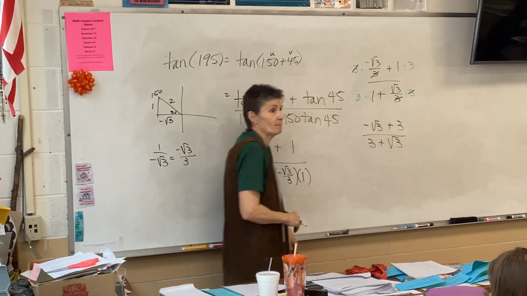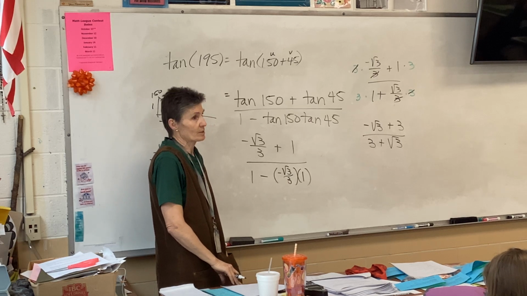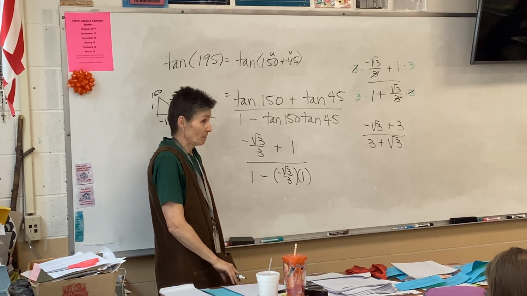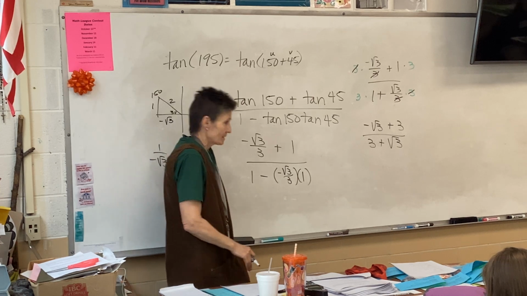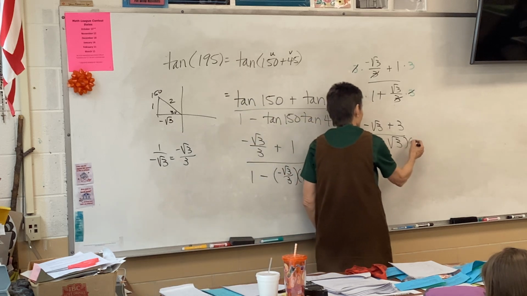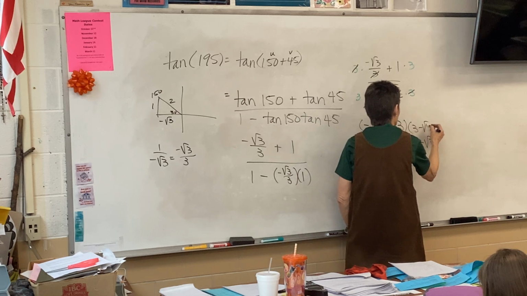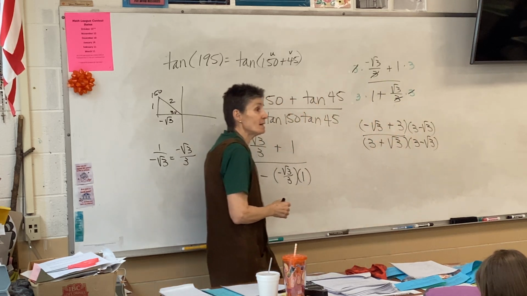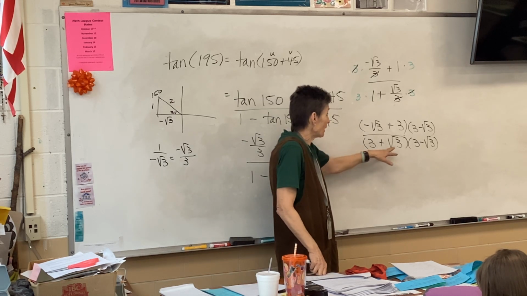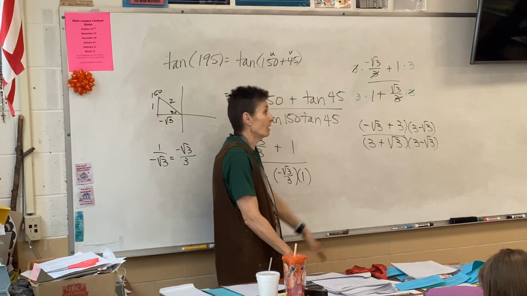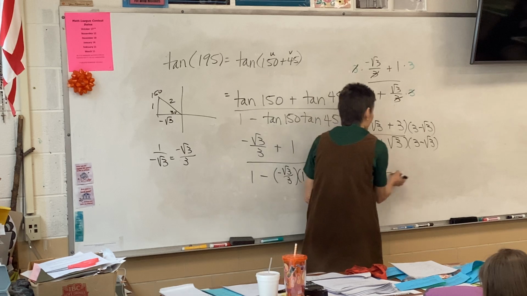Does that look all right to everybody? Okay. Nothing cancels because of the pluses and the minuses. The top is negative root 3 plus 3, and the bottom is 3 plus root 3. Now we multiply by the conjugate, because our denominator has a radical. So we have to multiply by 3 minus root 3 on the top and the bottom. And now we're going to have to FOIL on the top and on the bottom.